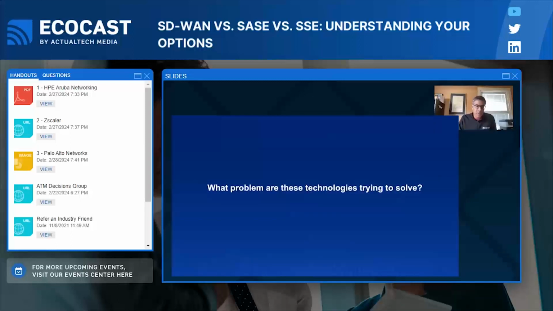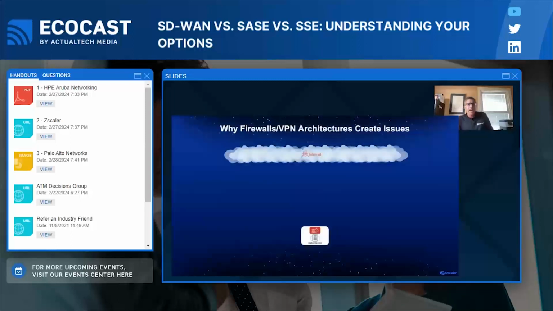So if we look at major breaches and cybersecurity incidents that frankly are the reason why we'd want to deploy an SSE, SASE type of environment, all of these breaches take a very similar set of steps. And these are the steps that these technologies are trying to solve for.